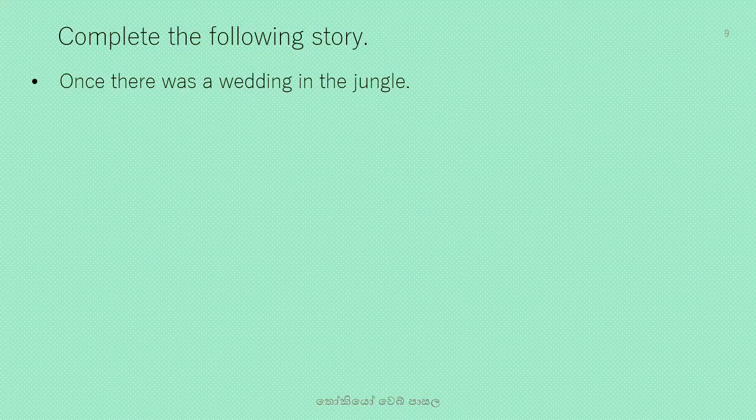So what is the first sentence? Once there was a wedding in the jungle. So you need to write about a wedding which has been held in the jungle. You need to imagine, because this is not something which happens in reality. There are no weddings in the jungle among animals, but in this story you need to imagine what will happen if there is a wedding in the jungle between animals.